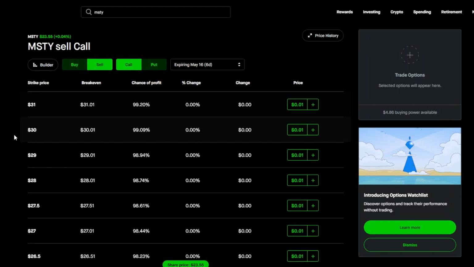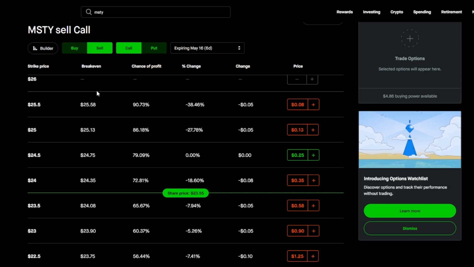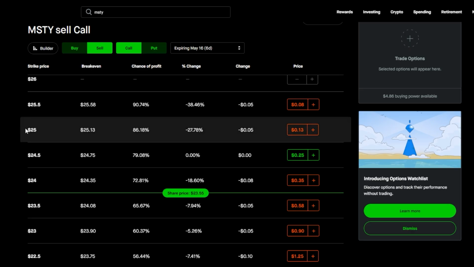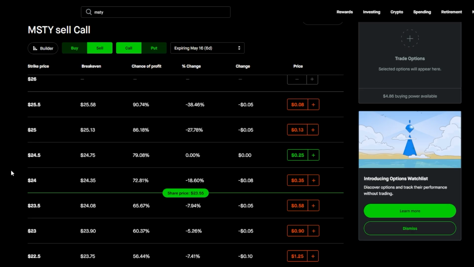Now the safe method, the way that I'm thinking about doing this is actually buying shares of MSTY in lots of 100 and then going on the options chain and actually selling covered calls on MSTY. So yes, I plan on actually selling options on an ETF that already utilizes options. Now the way that I would do this is pretty simple. As of right now, MSTY is currently trading at $23.55 per share.